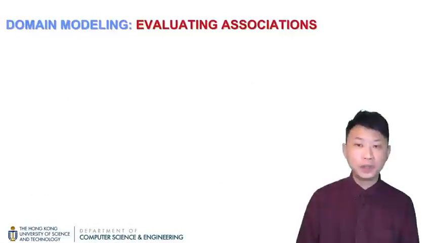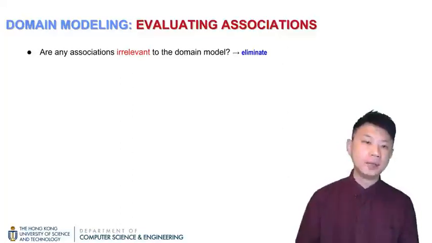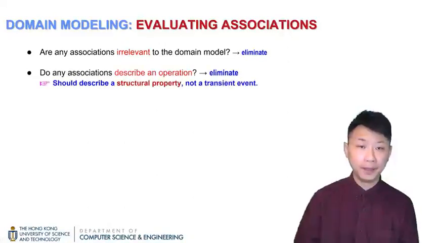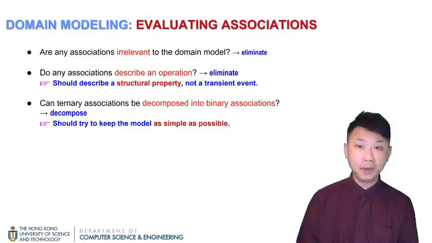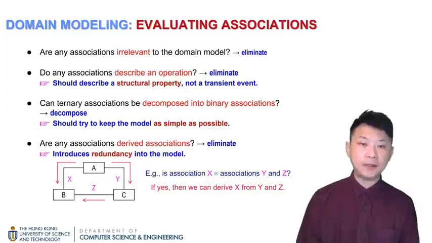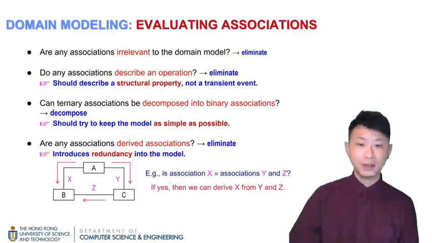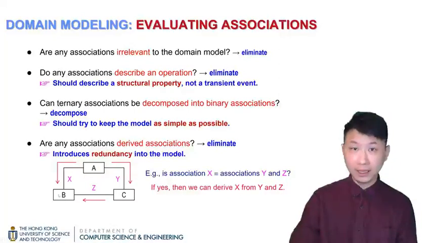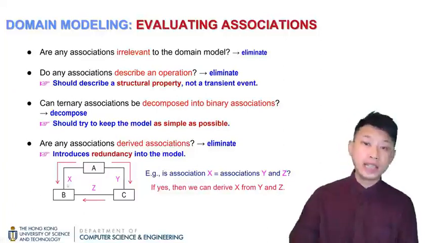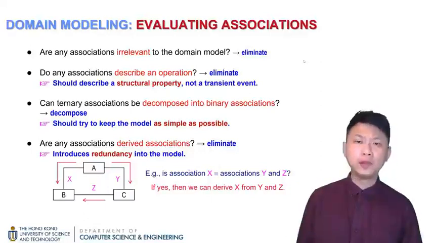And then there are also some rules for you to eliminate irrelevant associations. If some of the associations are irrelevant to the domain model, you eliminate them. If some of the associations are actually operations, again, you can eliminate them. If there are some ternary associations, you may consider decomposing them into multiple binary associations, because as I've said before, we try to avoid using ternary associations because they make your diagram more difficult to read. And then if some of the associations are derived associations, for example, you can use this path, A to C, C to B, to go from A to B, or you can directly go from A to B. If you can get the same information using the path A, C, B and also the path A, B, then you can eliminate one of the two paths. But you have to be very careful before you remove a path in your class diagram.